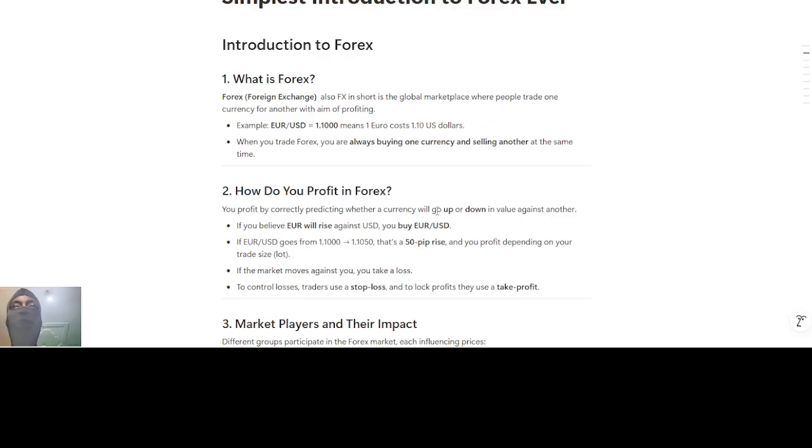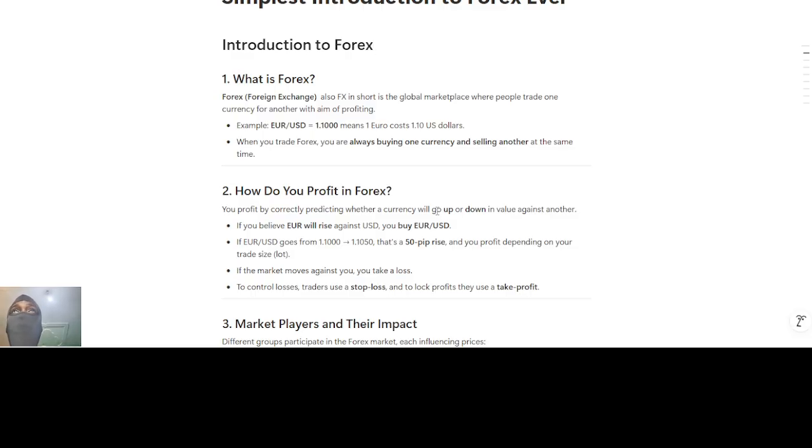To control losses, traders have what we call a stop loss. A stop loss is an order meant to lock a loss, so that it helps you avoid losing more than you expect to lose. So if you trade without a stop loss, you can definitely blow your whole account. And to lock profits, we use what we call a take profit order. I'm going to have a video talking about orders, buy limits, sell limits, stop limits. But basically, to control losses in trading, we use a stop loss. So that's why I tell people Forex trading is not gambling.